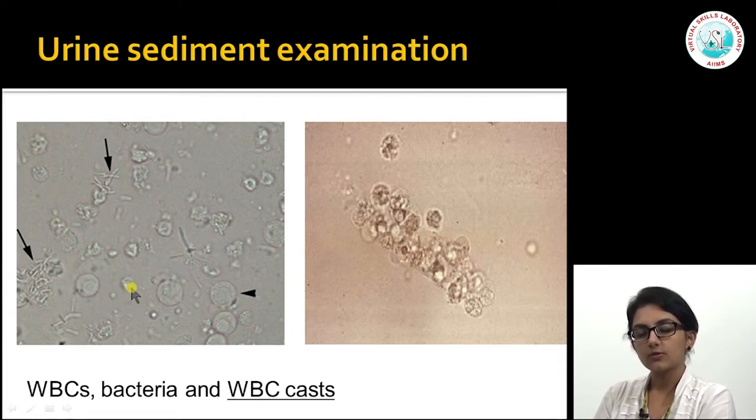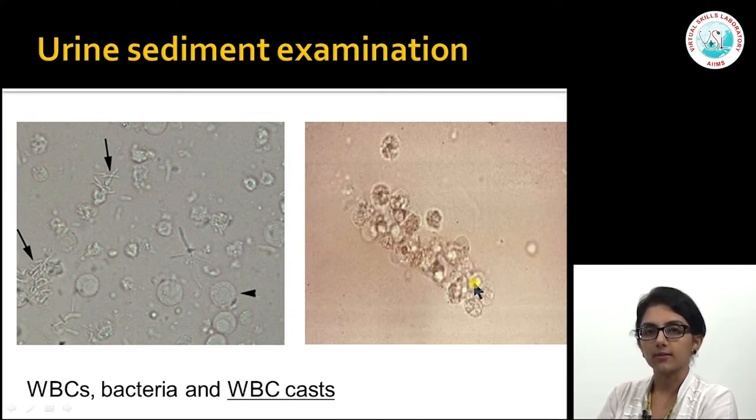What does suggest to the pathologist that there is a kidney involvement by this infection is the presence of WBC casts, and you can see them on the right side. Again, you've got the Tamm-Horsfall protein, which has entrapped all these WBCs.